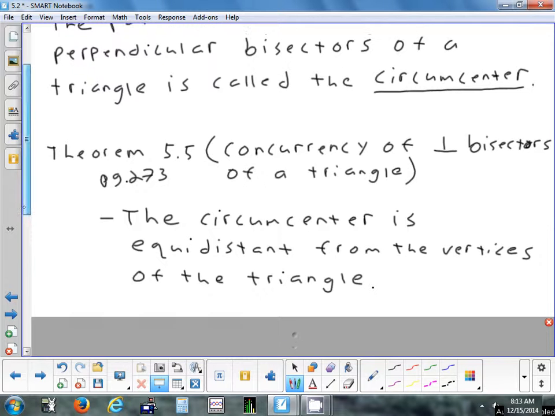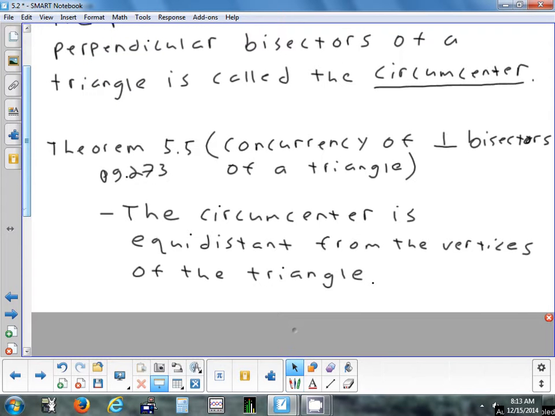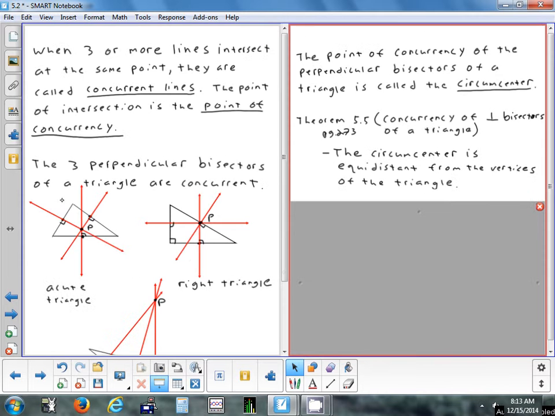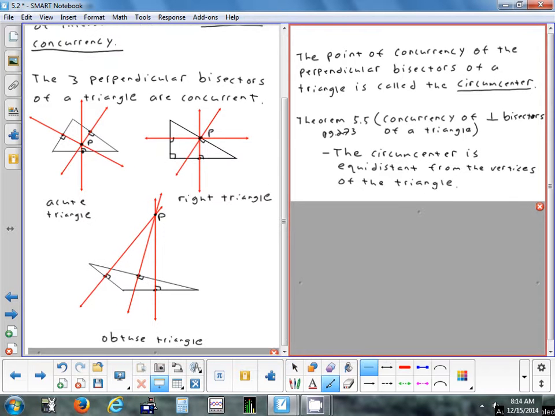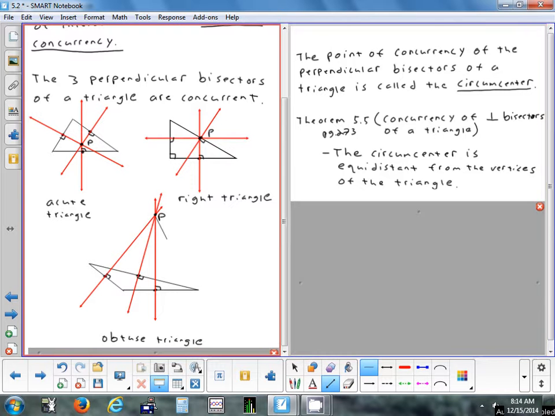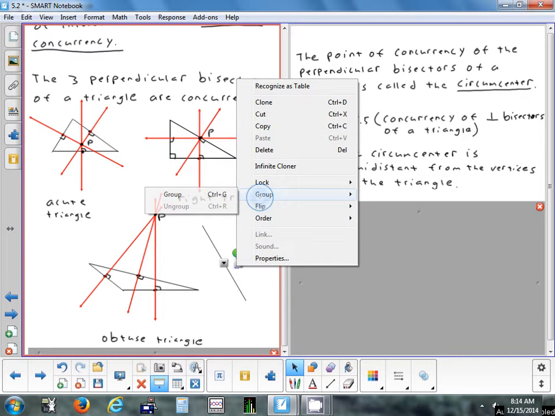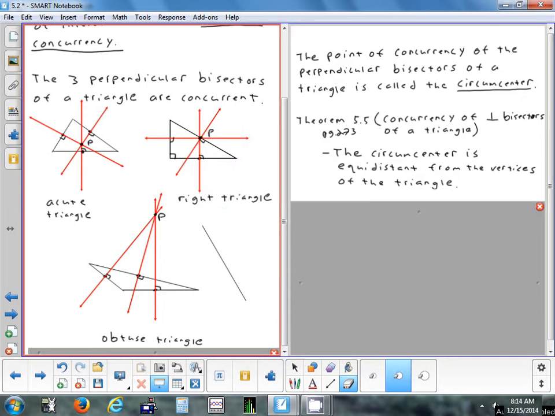Even if it's off the triangle. Yep, even if it's off the triangle. Okay, let's go back. My triangle is not perfect, but let me try to do this the best I can. So from that point to that vertex, let's take that segment, put it over here, and I want to be able to rotate it, so I need to group it with something to do that. Then I can erase it. Okay, so we've got that one.